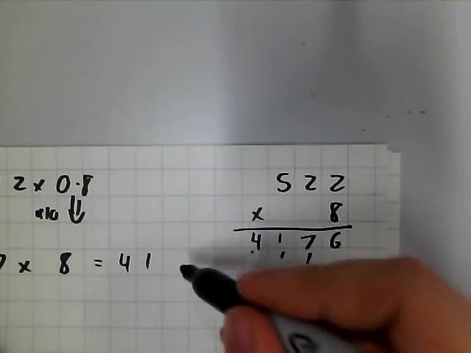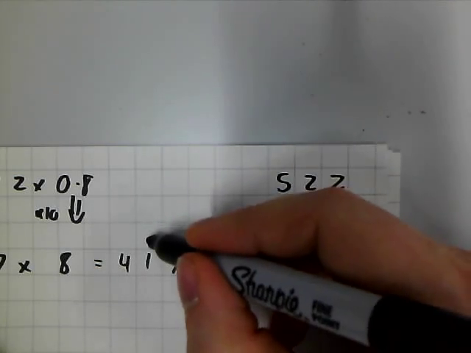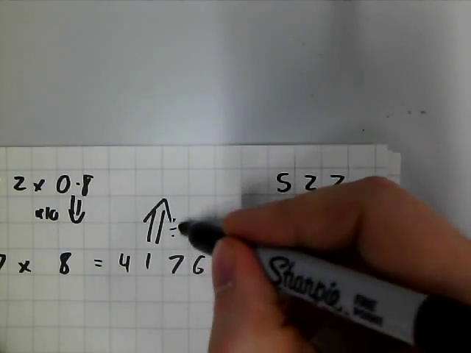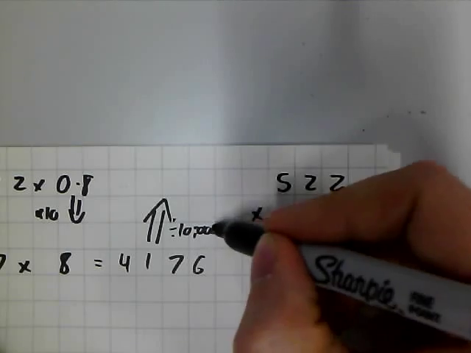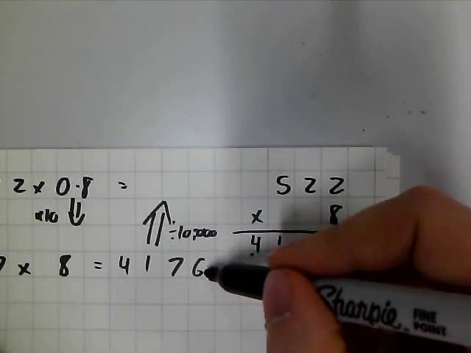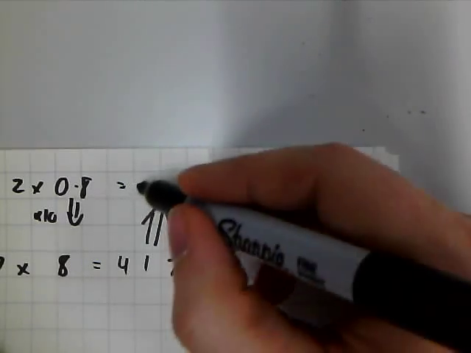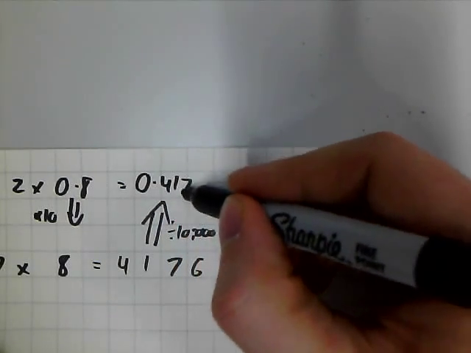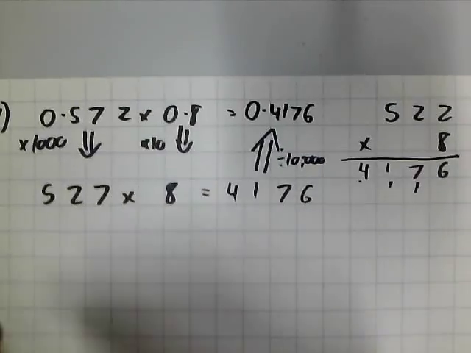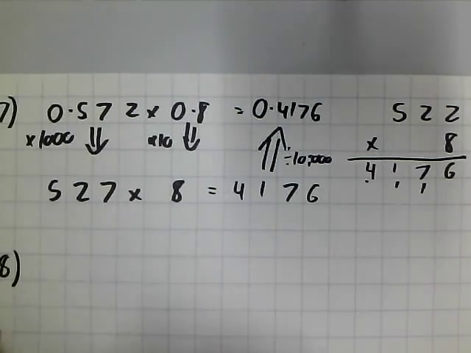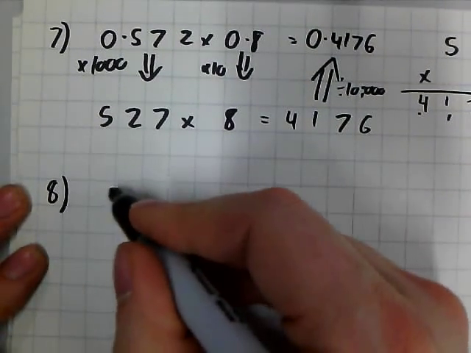So 4,576. But now, not forgetting to divide my answer by 10,000. So dividing by 1,000 gives me 4.576. Divide by another 10, 0.4576. Okay, and final question for section 1, part 8.